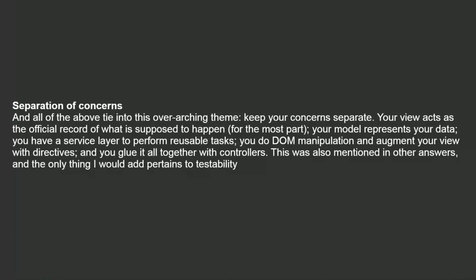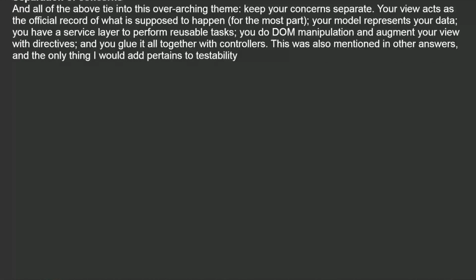Separation of concerns, and all of the above tie into this overarching theme. Keep your concerns separate. Your view acts as the official record of what is supposed to happen. For the most part, your model represents your data. You have a service layer to perform reusable tasks. You do DOM manipulation and augment your view with directives. And you glue it all together with controllers. This was also mentioned in other answers, and the only thing I would add pertains to testability.